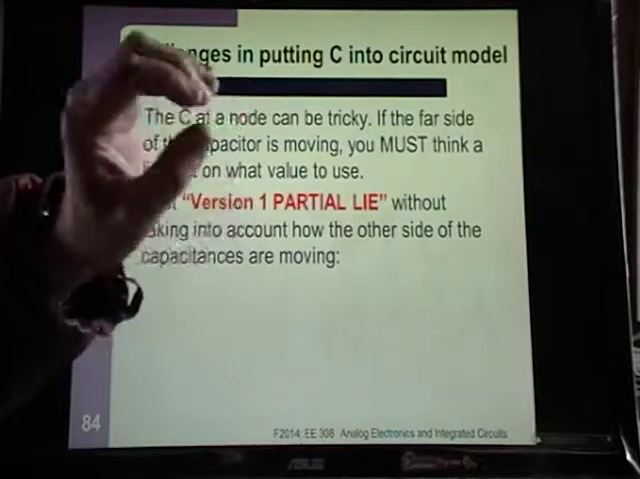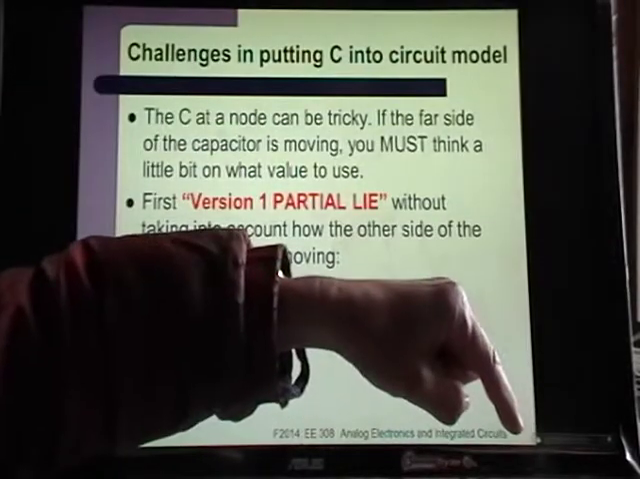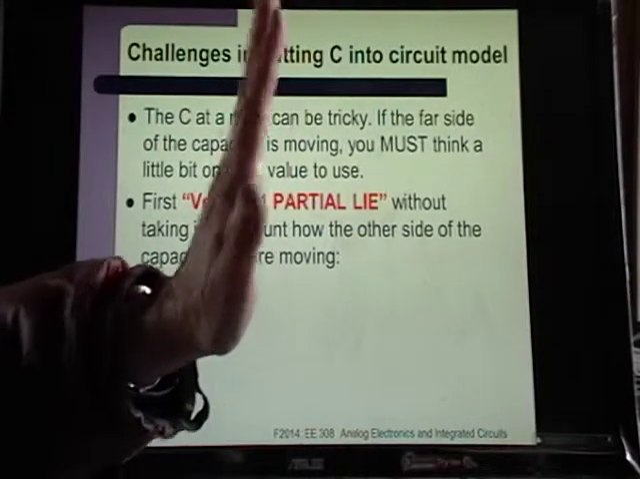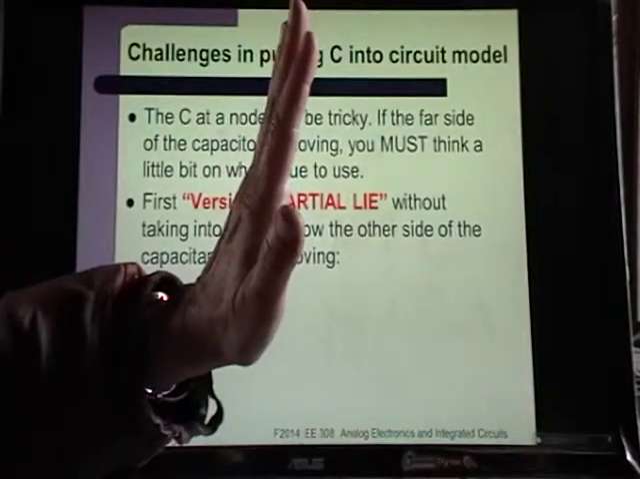The short version of that is, if the other side of the capacitor is moving, then if I can only see my side of the capacitor, I'm going to see a different sized capacitance than it actually is.